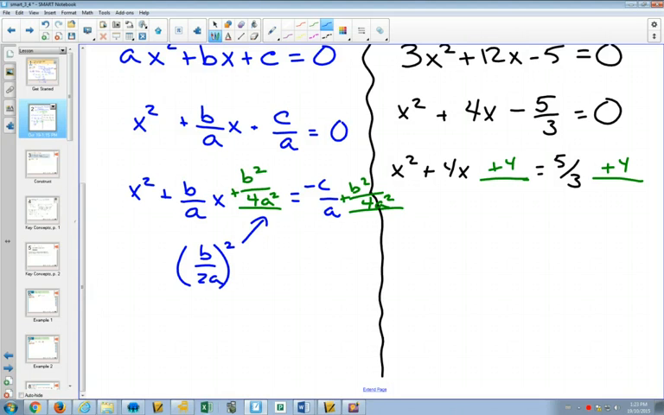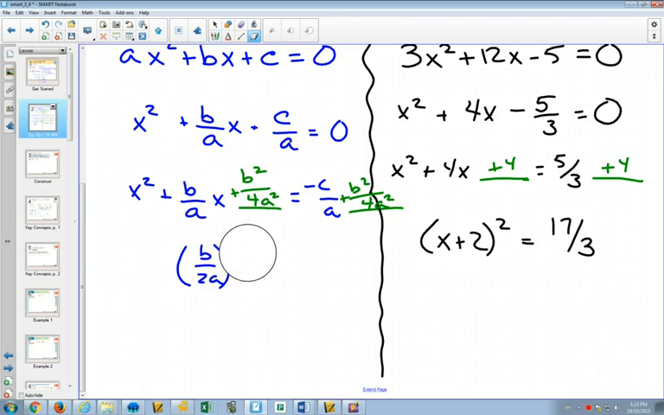On the black side, we now could write this as x plus 2 squared. And on this side, in order to put those together, we'd have to add our fractions. We'd have to get a common denominator. 4 would be 4 over 1. So I could change that to 12 over 3. 5 over 3 plus 12 over 3 will be 17 over 3. Same thing on the left side.